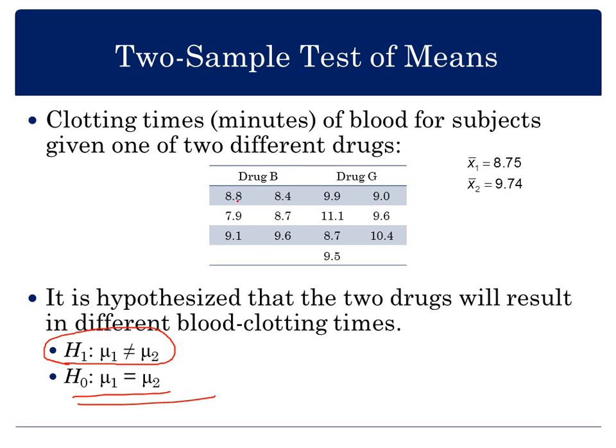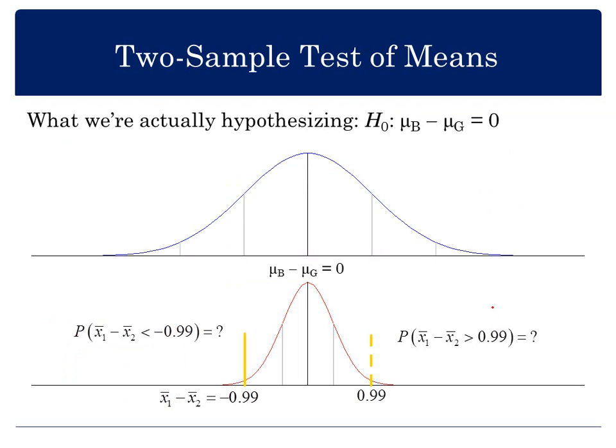Here's our evidence. Time in minutes: 8.8, 9.6 minutes under drug B. Drug G: 9.9, 10.4, 9.5. Since I'm hypothesizing about population means, what would happen in the general population if I put these drugs out there? I'm going to compute the sample means. Under drug B, which is group 1, I have a mean of 8.75 minutes. Under drug G, which is sample 2, I have a mean of 9.74 minutes.